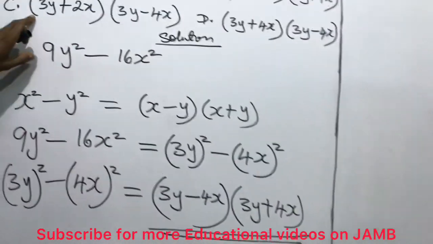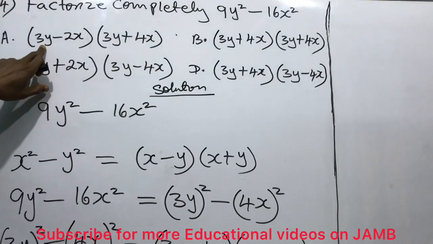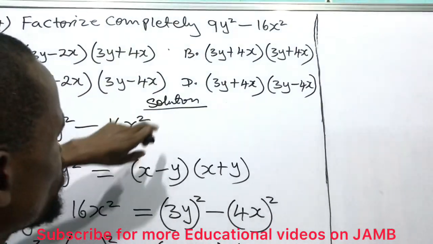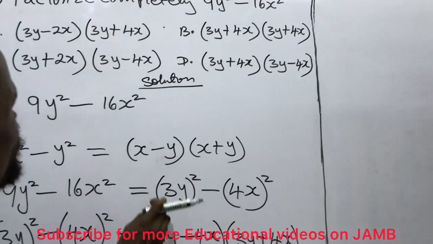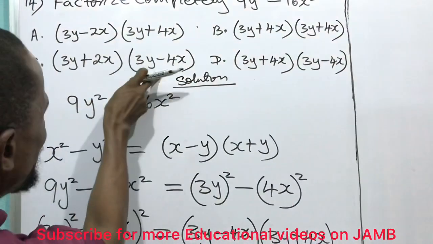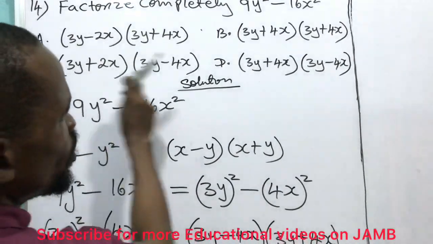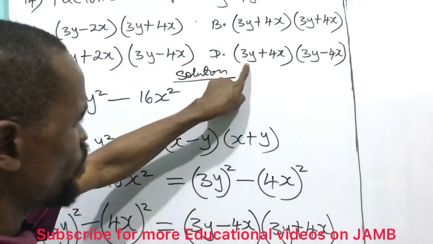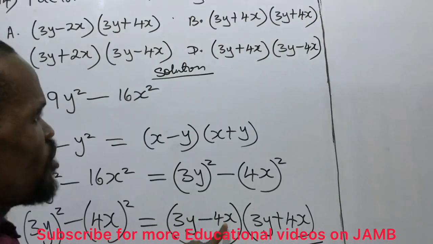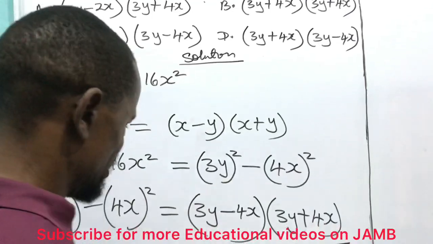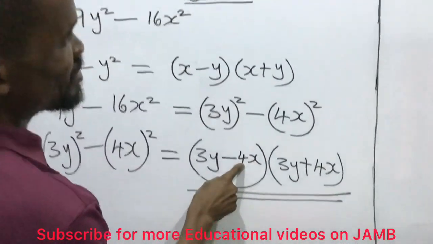Then we look for the option. I look at option A, which gives me this. I look at option B, and they give me 3y minus this, and this one gives me 3y for 2. I look at option D, I have 3y plus 4, and you have 3y minus 4, which is option D, my answer. Look at it: 3y minus 4x.